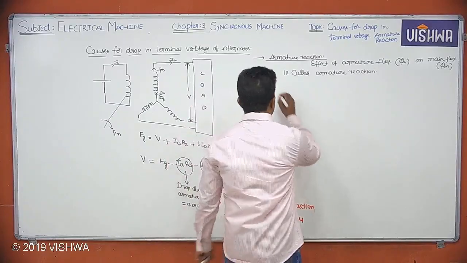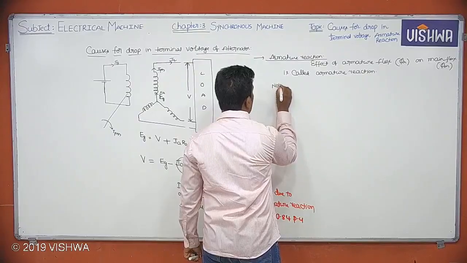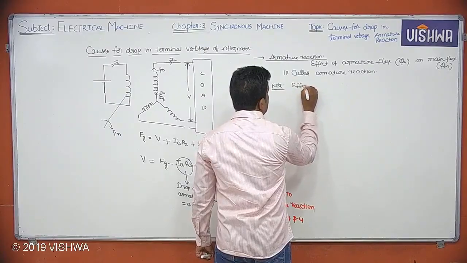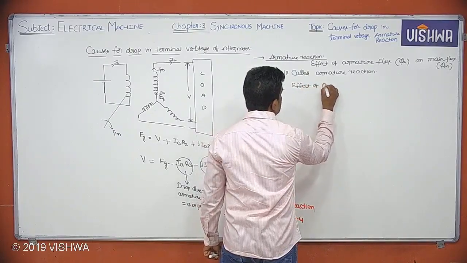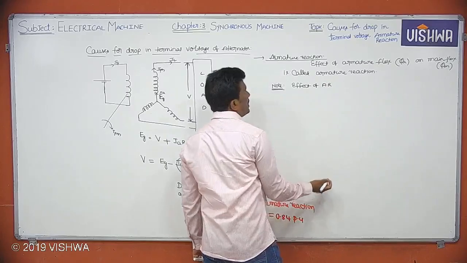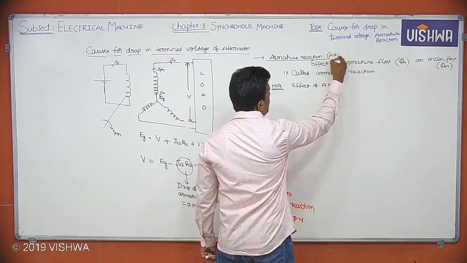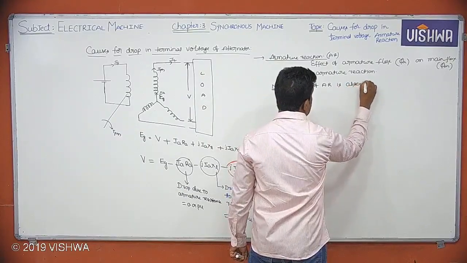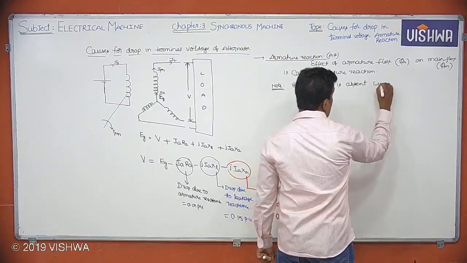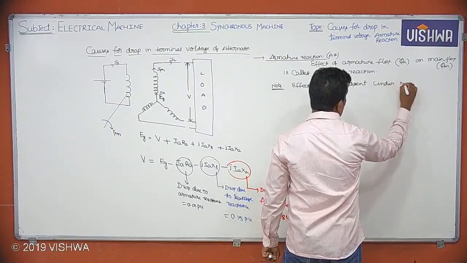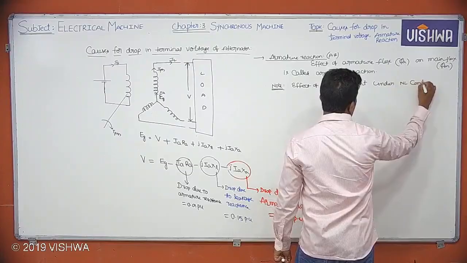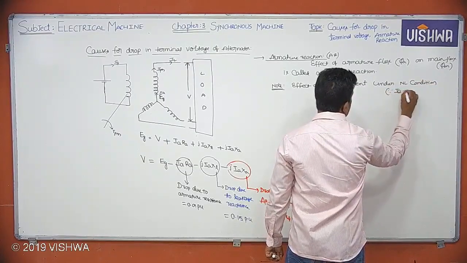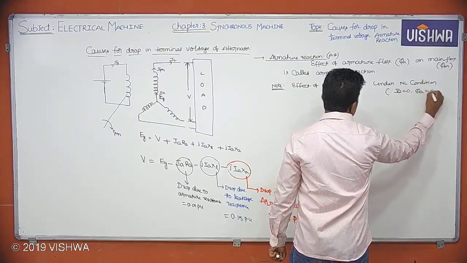So let me give the point here. Note: the effect of armature reaction, let me write simply AR, is absent under no load condition. Why? Since Ia equals 0, phi A equals 0.